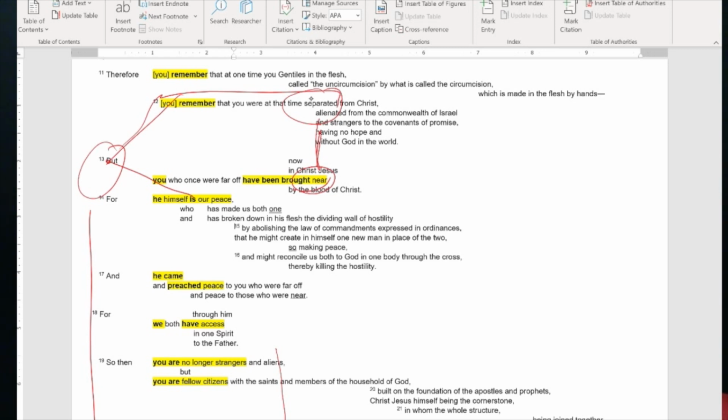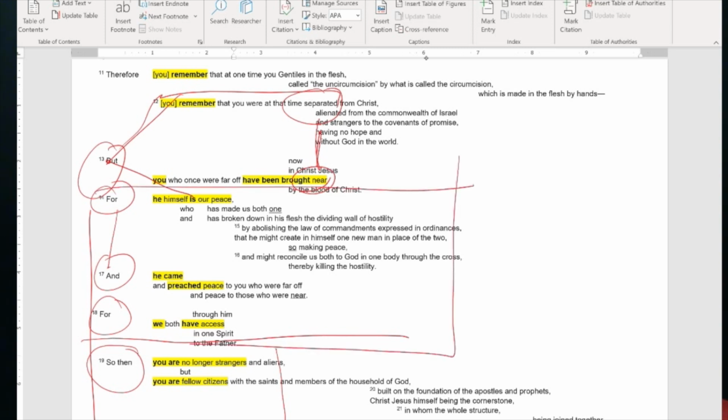And then he's going to give them reasoning for why that is. He's going to give them a couple different points. And then he's going to give them further reasoning. And then he's going to tell them what this then means. So here's this big contrast. Here's like all the reasoning behind it. And he's going to say, so then.